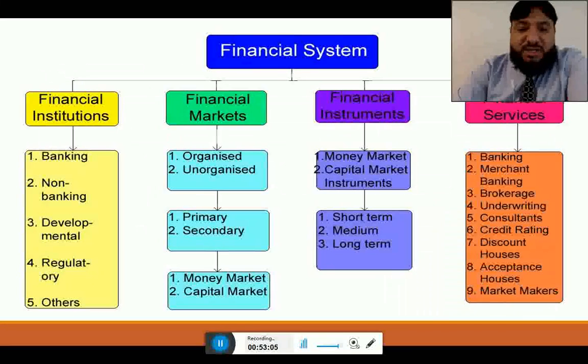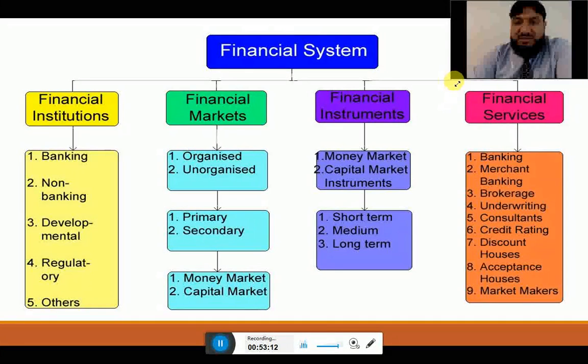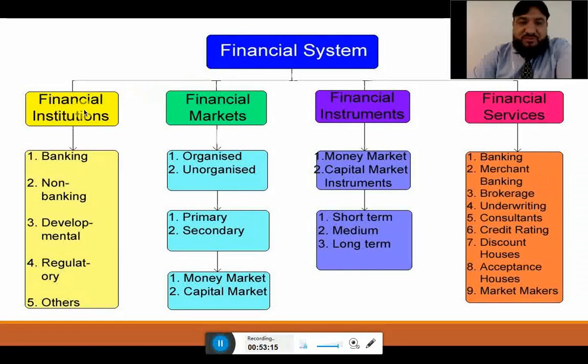Okay, so that's the model of the financial system that we have already discussed. We can summarize it here. The financial system consists of financial institutions, financial markets, financial instruments, and financial services. Financial institutions could be banking, non-banking, developmental, regulatory, and others. Financial markets could be organized, unorganized, primary, secondary, money market, capital market. Money market has primary and secondary, capital market has primary and secondary. Organized and non-organized are available. Organized means stock exchange, and non-organized means over the counter, OTC, right? Okay, we'll discuss them in detail in an upcoming chapter. Here you just have to learn the terminologies.